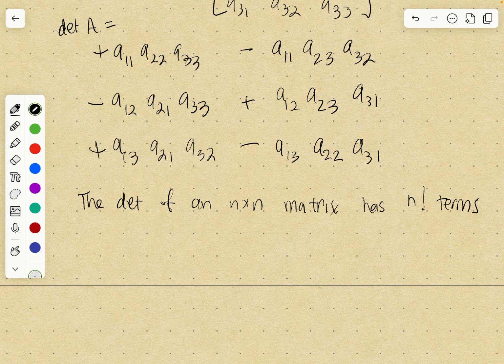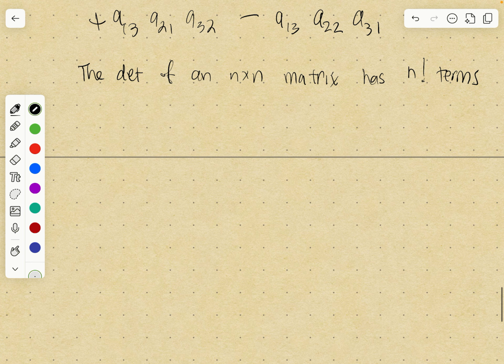And now I'm going to state some theorems about the determinant. Some properties of the determinant.